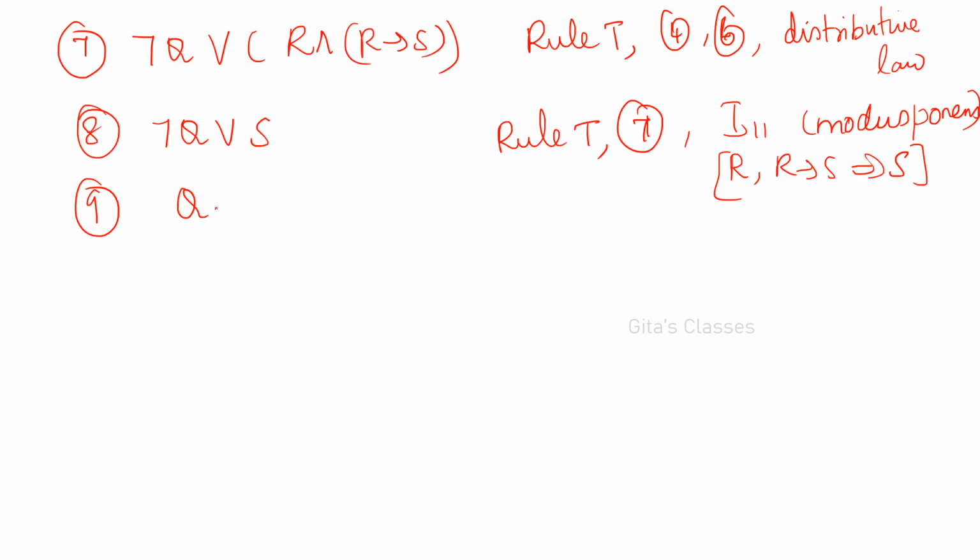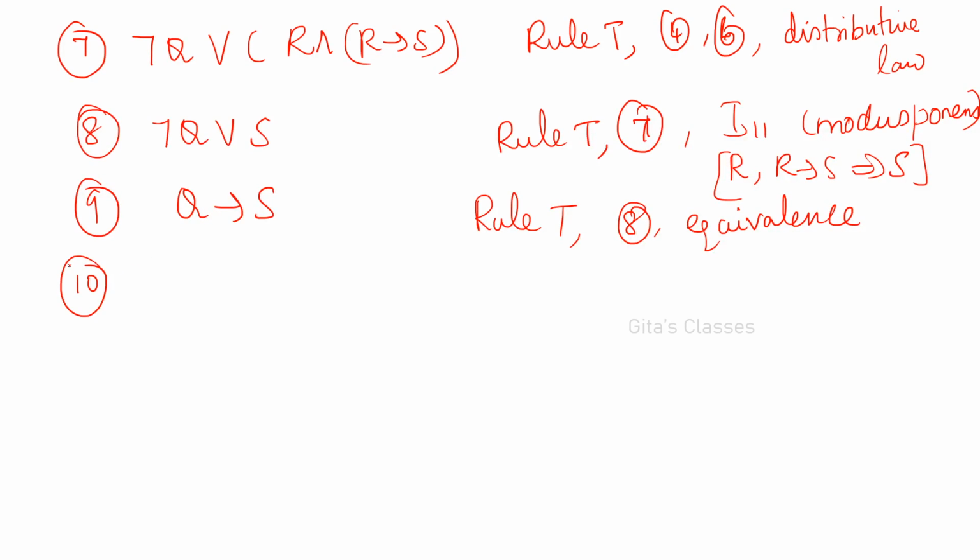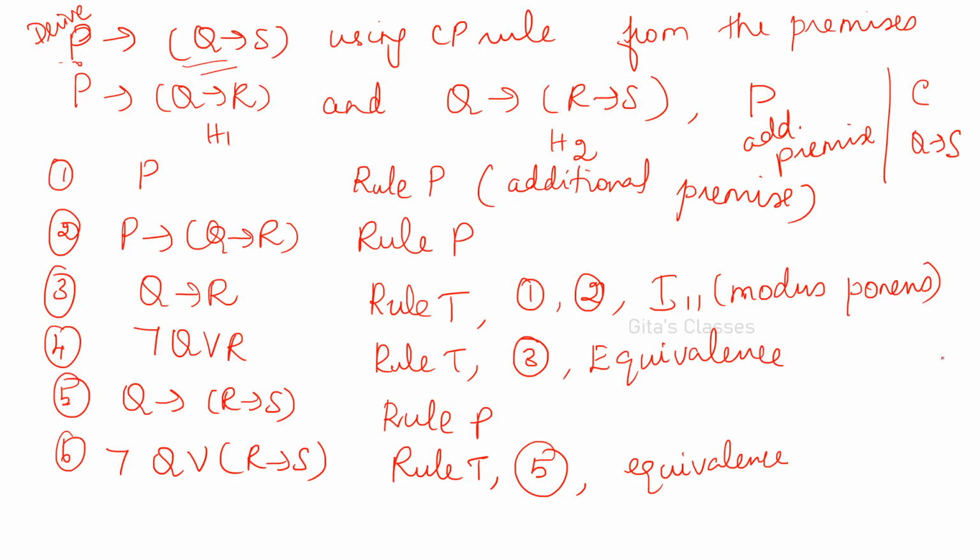So these are all another way of representing, that's all. So this not Q or S is Q conditional S. So rule T from step 8, equivalence law. Always Q conditional S is not Q or S, we know. Therefore, what is our S here? See, we have to arrive at Q conditional S only. Okay. But our aim is to write P conditional. This is the answer you have to give. This is our conclusion, right?